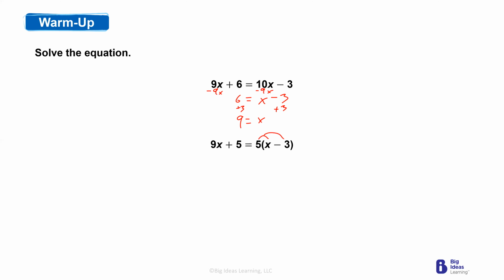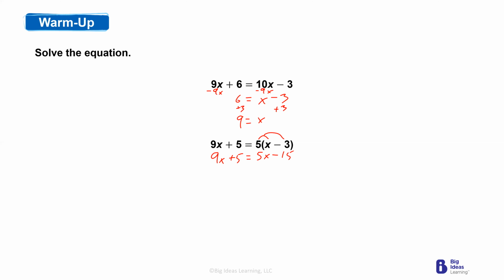Yeah, so that 5 has to go to both of those values. So we're going to have 9x plus 5 equals 5 times x is 5x. 5 times negative 3 is 15. Now, it looks a lot like our first equation. Now we have like terms that are on different sides. We have to get them across and combine our like terms. So for this next one, what do you want to move first?